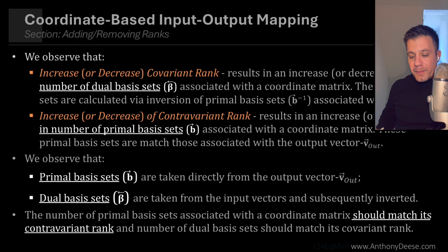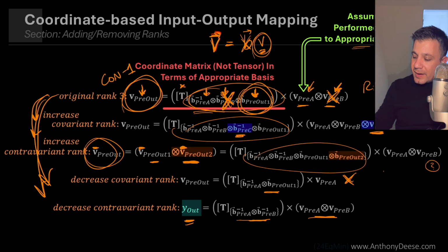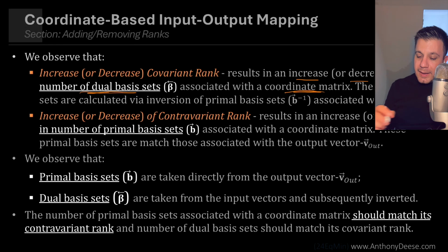All right, so we observed from that an increase or decrease in covariant rank results in an increase or decrease in the number of dual bases associated with the coordinate matrix. Okay, we saw that, right? Up here, we have rank 3, and so there's 3 bases. Down here, we have rank 4, and so there's 4 bases, and then these 2 are rank 2, and so we have 2 bases and 2 bases. Now, if we increase or decrease covariant rank, that will affect the number of dual basis sets, which is also the inverted basis sets associated with the inputs.